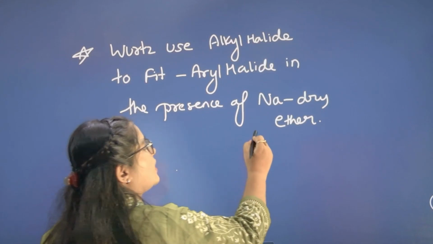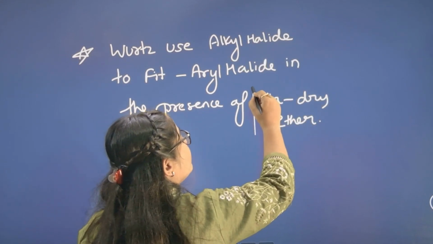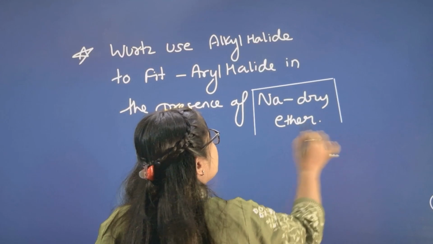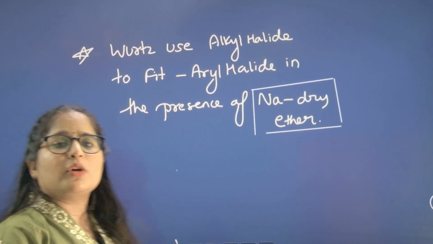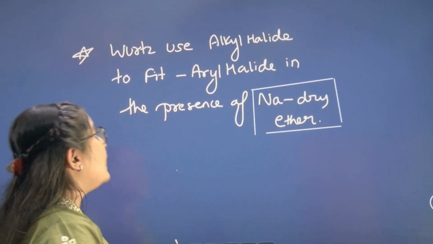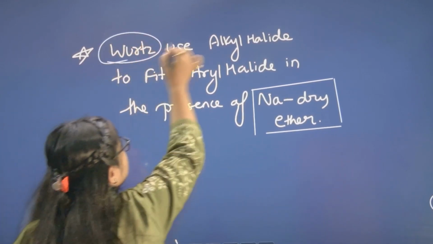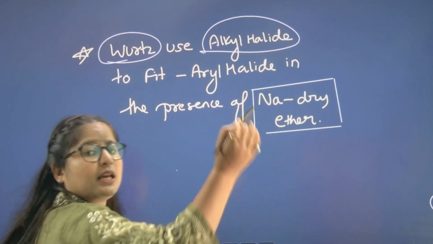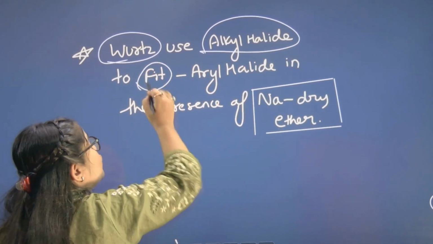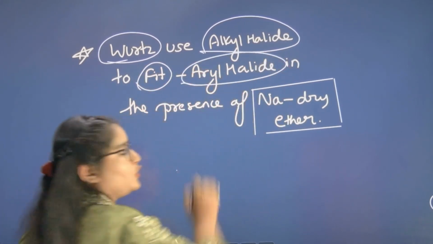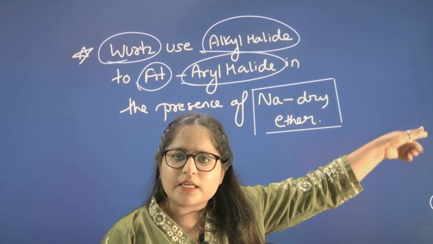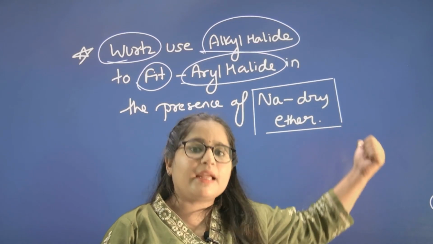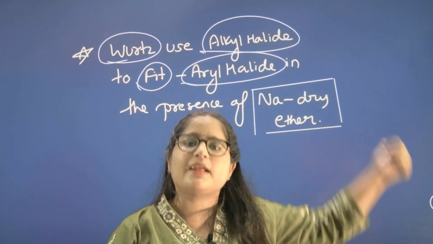So what is the reagent here? Sodium dry ether. And who is using alkyl halide? Wurtz is using alkyl halide, and Fittig aryl halide. So it is clear: Wurtz reaction is alkyl halide reaction and Fittig reaction is aryl halide reaction.